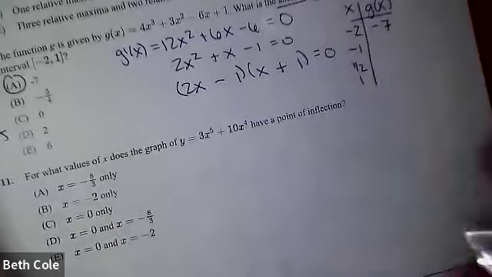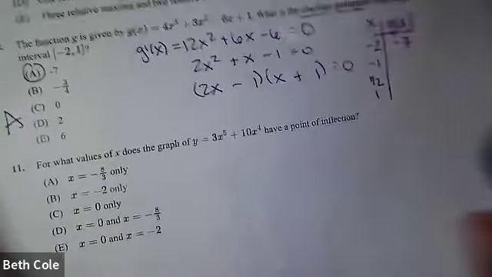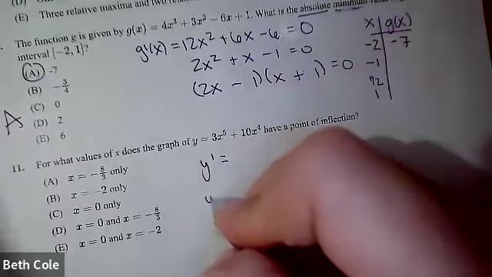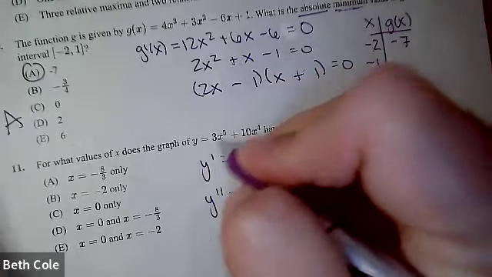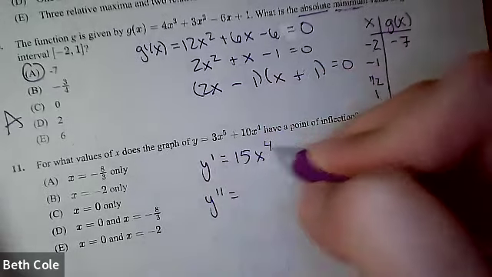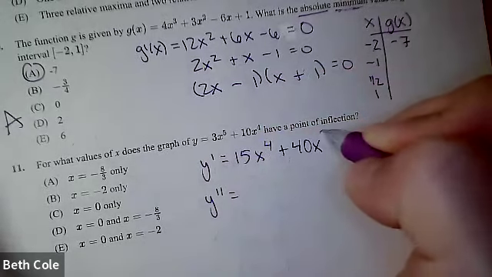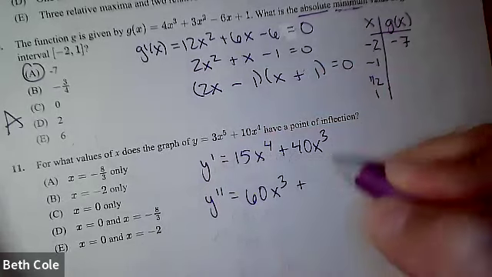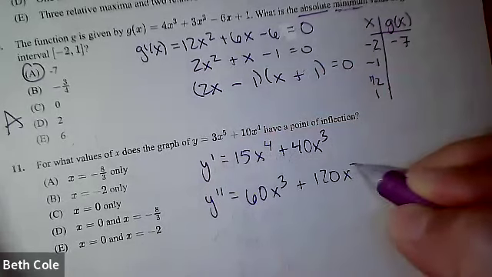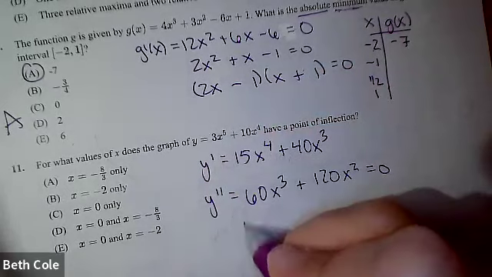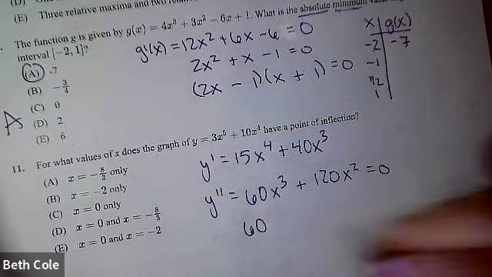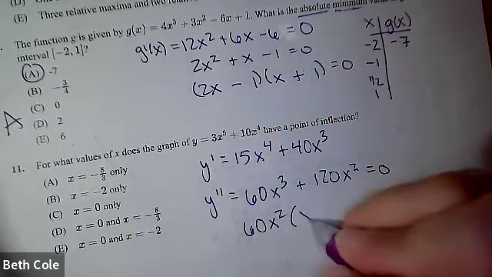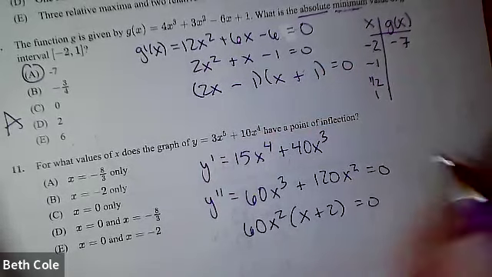So great. All right, point of inflection, we're going to get our second derivative and set it equal to 0. All right, so first derivative, 15x to the 4th plus 40x to the 3rd. Keep on going, we get 60x to the 3rd plus 120x squared. I'm going to set it equal to 0. I'm going to factor out 60x squared. That would leave me with x plus 2.